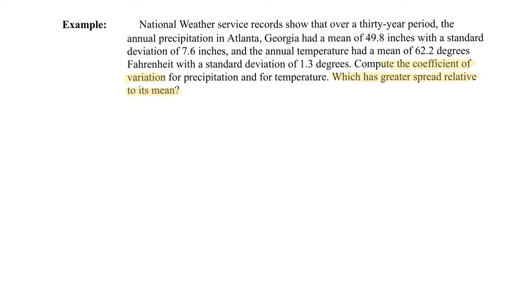National Weather Service records show that over a 30-year period, the annual precipitation in Atlanta had a mean of 49.8 inches with standard deviation 7.6 inches. And annual temperature had a mean of 62.2 degrees Fahrenheit and standard deviation 1.3 degrees. We need to find the coefficient of variation for precipitation as well as for temperature. Then we need to conclude which has the greater spread relative to its mean.